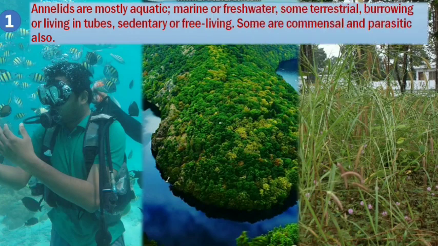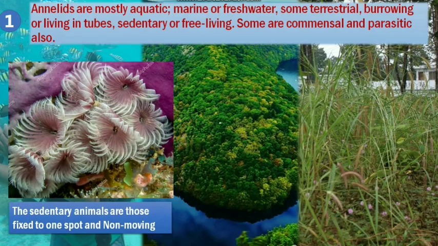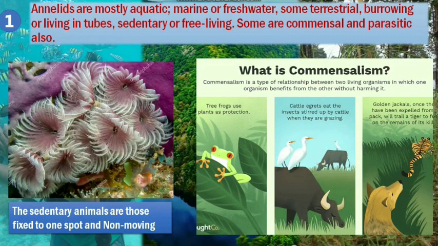The first one, annelids are mostly aquatic in nature. They can exist in marine as well as freshwater habitat. Some of the annelids can be seen on the terrestrial environment too, and they are burrowing or living in tubes. Annelids enjoy sedentary or free-living mode of life. Sedentary means the organism which sticks to a surface and which is not moving.